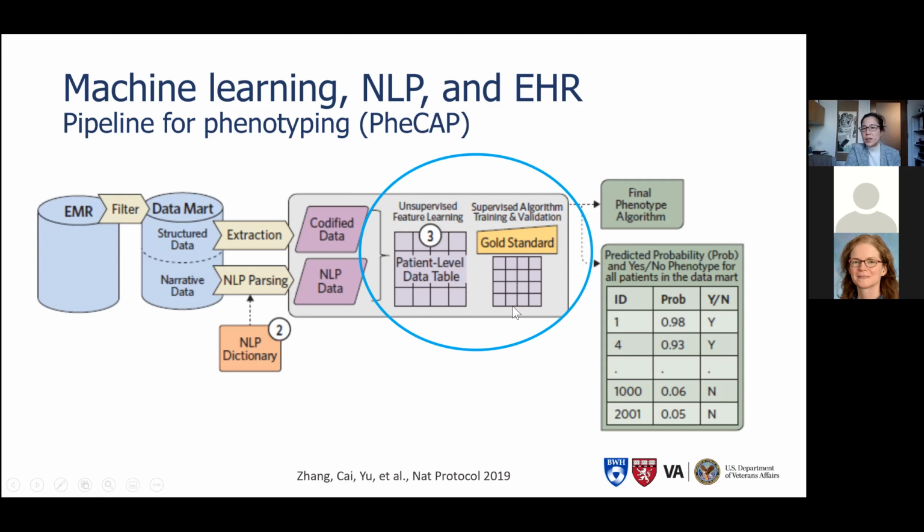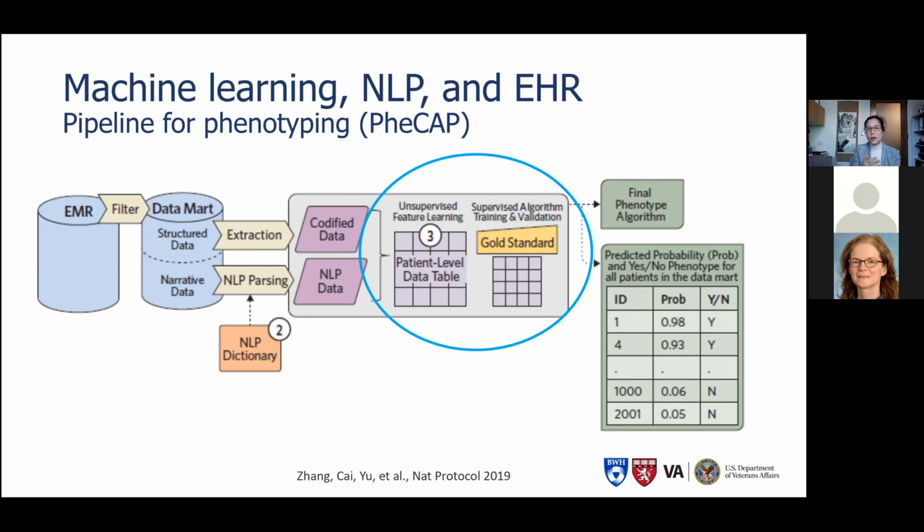And then we do a supervised algorithm where, for many of our algorithms where we're creating a cohort, we have a gold standard set where somebody has chart reviewed 200 charts and identified whether or not, for example, they had RA or not.